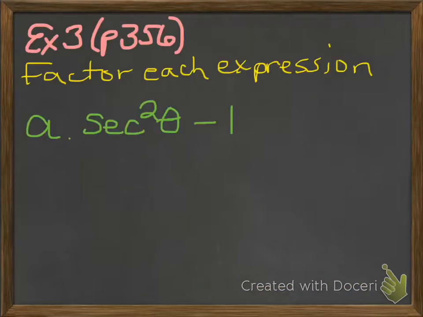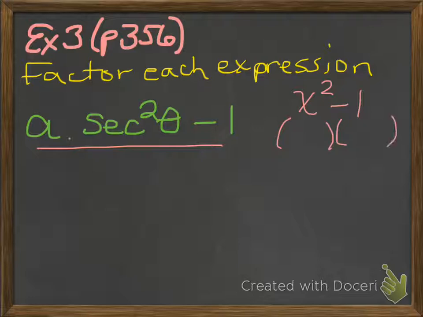Now we're going to go to example 3, and we're going to factor. We have secant squared theta minus 1. We're going to factor that expression. It's not an equation, just an expression. Now I want you to think of this as though it were x squared minus 1. How would you factor that? It would be x plus 1, x minus 1. It's a difference of squares.